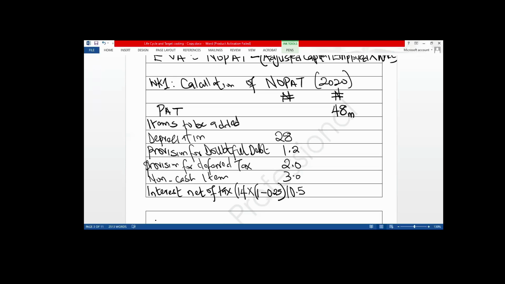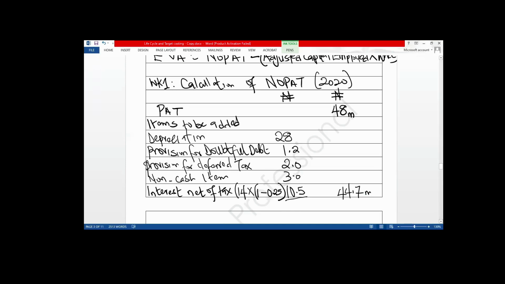That is amortization of development cost. We are still coming back to that. So these are the items to be added. Please sum up 28 plus 1.2 plus 2.0 plus 3.0 plus 10.5. What is the total amount, please? 44.7 million. This amount will be added back.